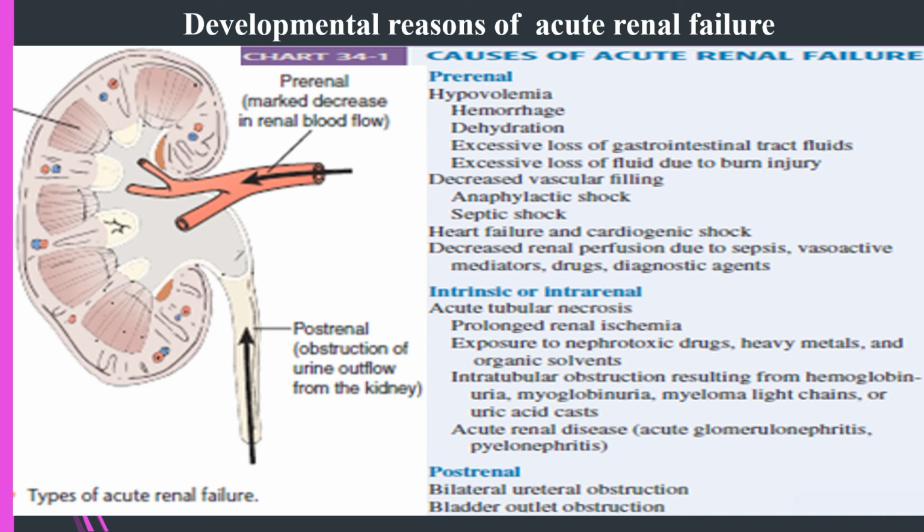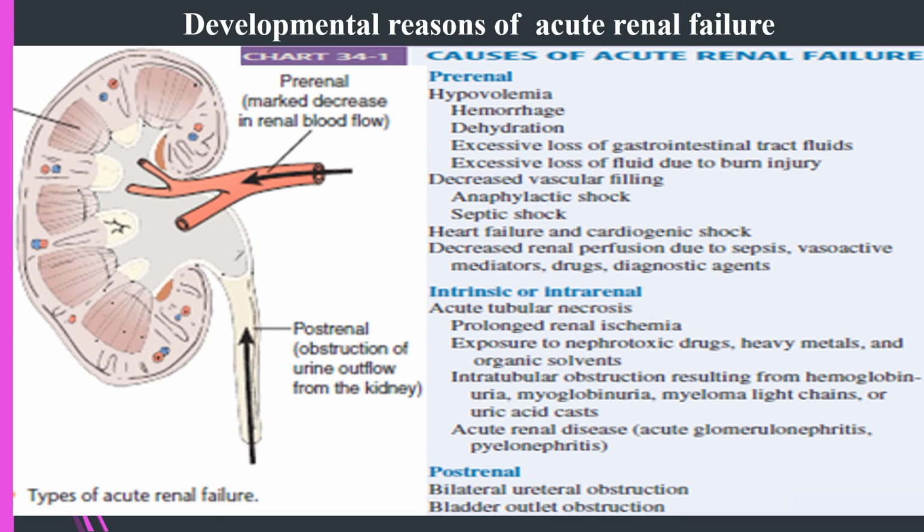Prerenal causes, for example, may form hypovolemia. Hypovolemia develops in hemorrhage, dehydration, excessive loss of gastrointestinal tract fluid, and loss of fluid due to burn injury, decreasing vascular filling, anaphylactic shock, septic shock, heart failure and cardiogenic shock, and decreased renal perfusion due to sepsis, vasoactive mediators, drugs, and diagnostic agents.